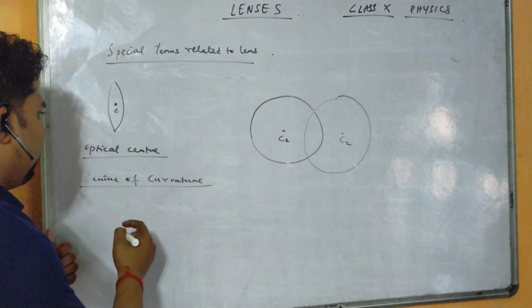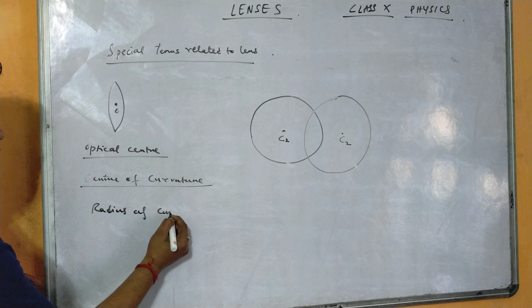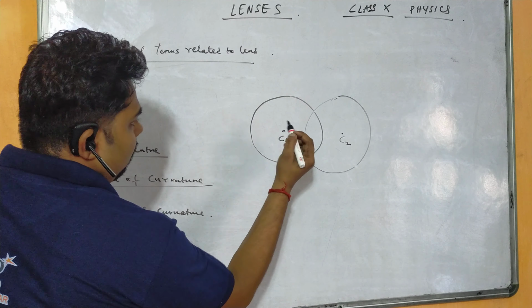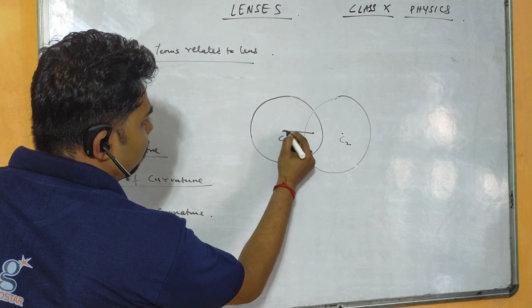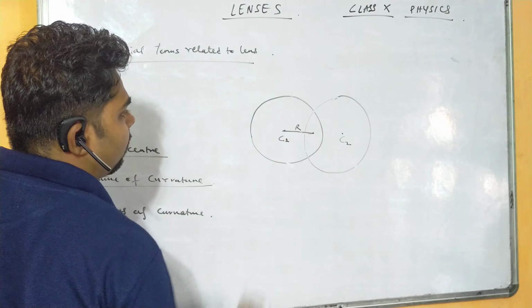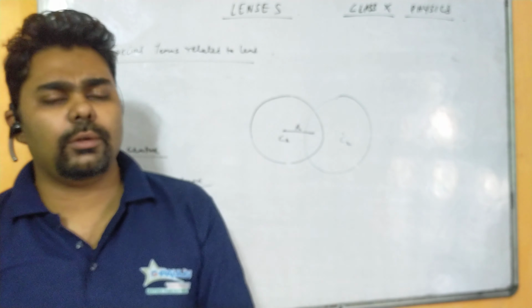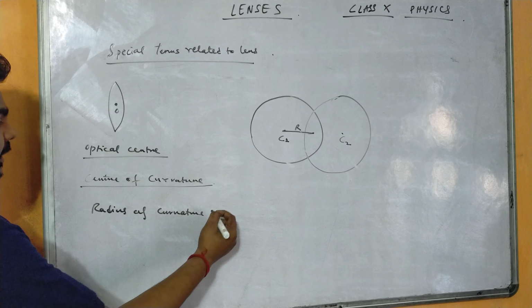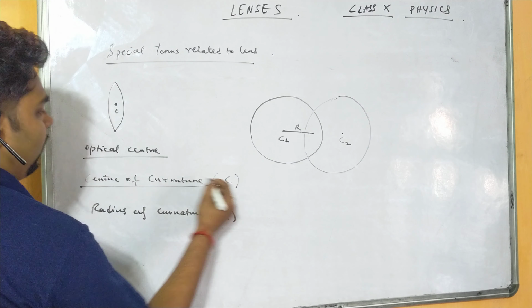Okay, next we have the radius of curvature. You see, from the center to the optical center, this one we consider to be the radius of curvature. That is, the distance between the center of curvature and the optical center we consider to be the radius of curvature, that is denoted by capital R, where the center of curvature is denoted by capital C and the optical center by capital O.